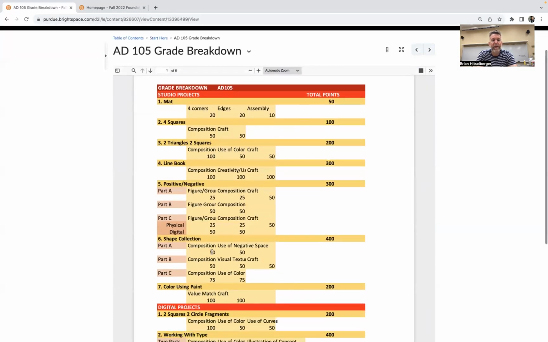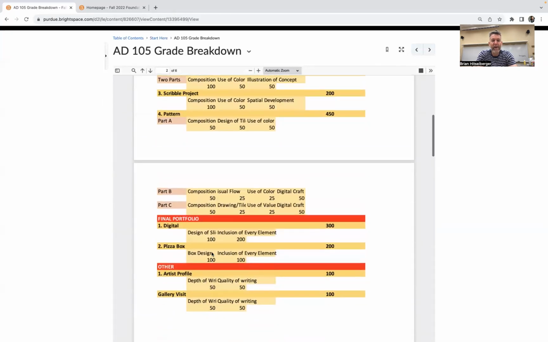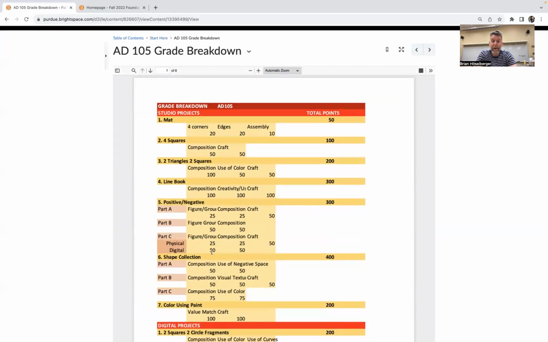This is a spreadsheet that I made to let you know how much each project is worth, how many total points, and what we're evaluating when we're grading those projects. For the 4 Squares project, it's worth a total of 100 points, but 50 of those points are dedicated to composition, and 50 of those points are dedicated to craft.